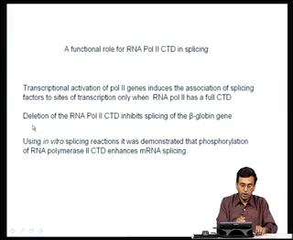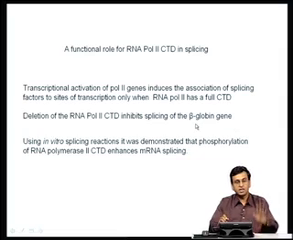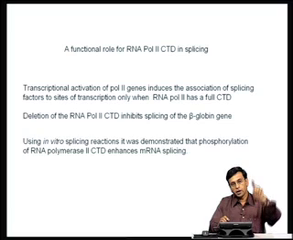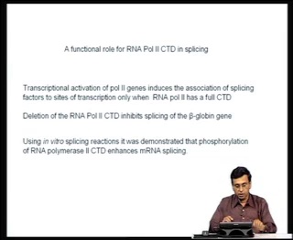And it turns out if you delete the RNA polymerase II CTD, in the case of genes like beta globin, splicing is inhibited, clearly saying that the C-terminal domain of RNA polymerase II has a role not only in transcription initiation and elongation as well as mRNA capping, it also has an important role in mRNA splicing.